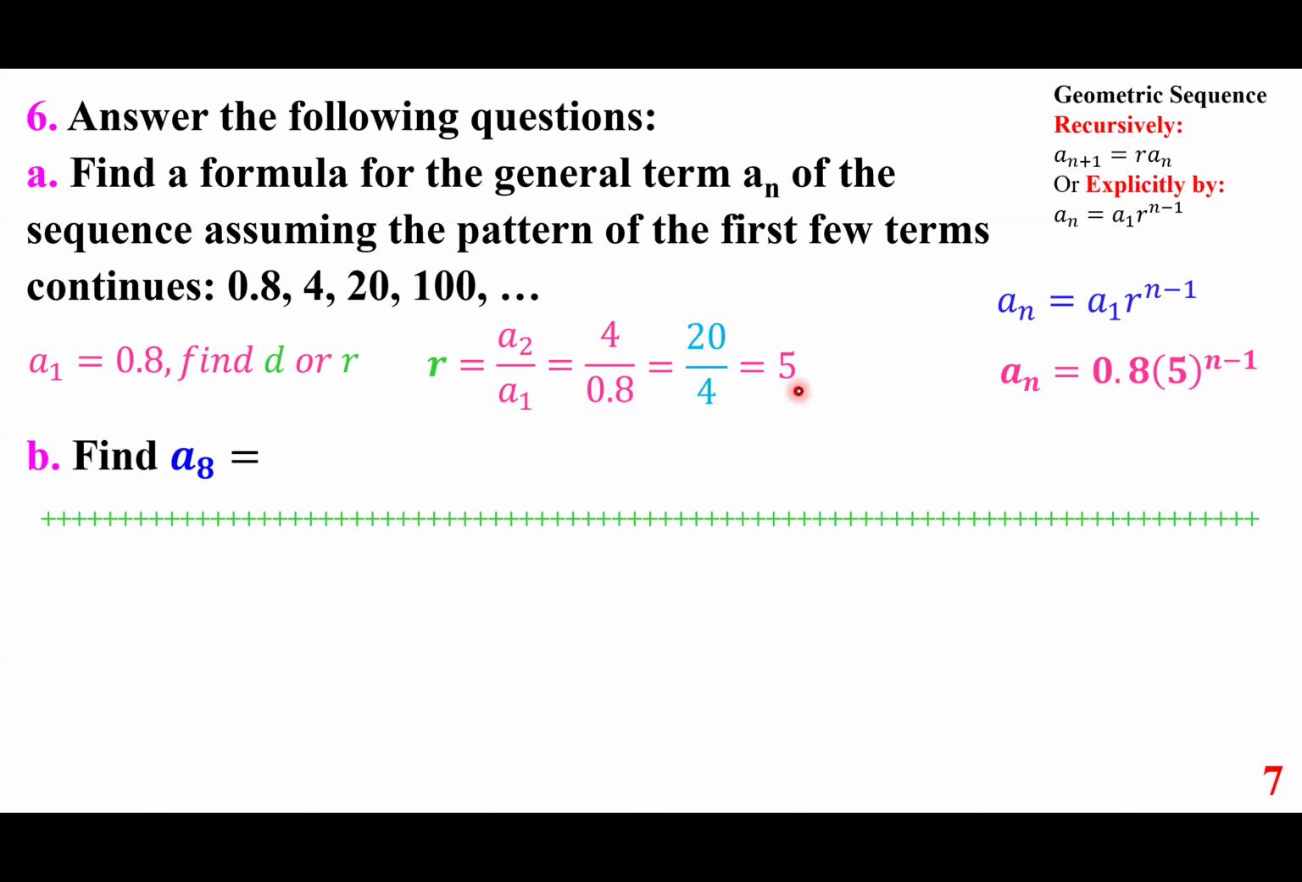So that's the general term, everybody. What about a sub 8? Well, replace the n with 8. So we get 0.8 times 5 to the power of 8 minus 1, which means 5 to the power of 7. And you put it into a calculator, it gives you 62,500.